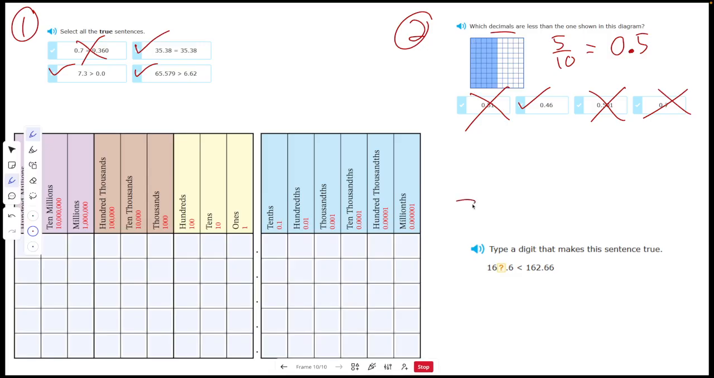All right, for number 3. What answers would work? 2 would work. 162.6 is less than, okay? 1 would work, and 0 would work. Those are the only correct answers.